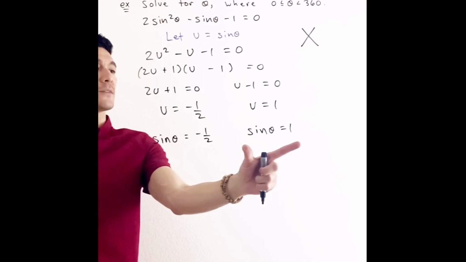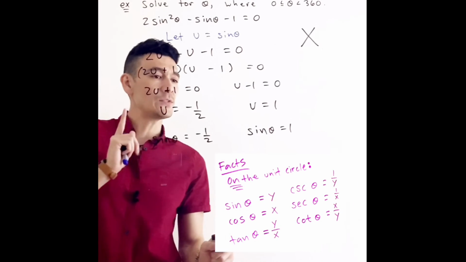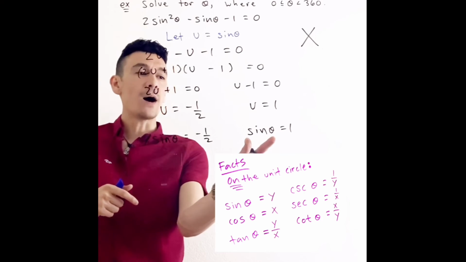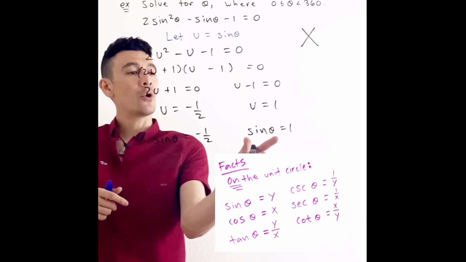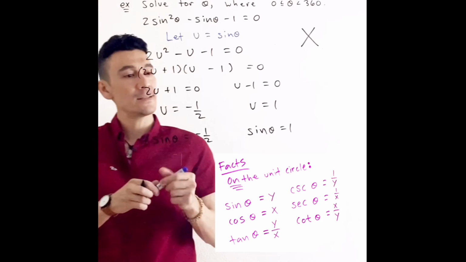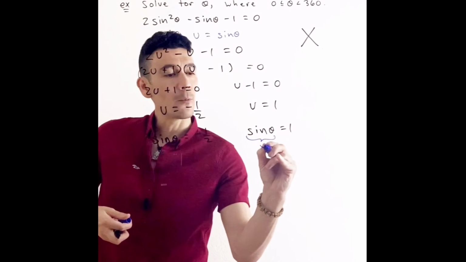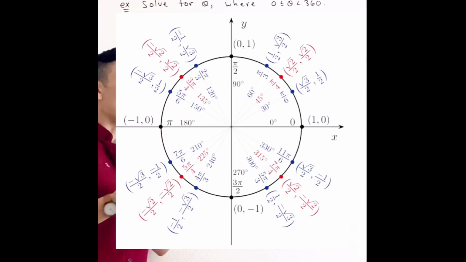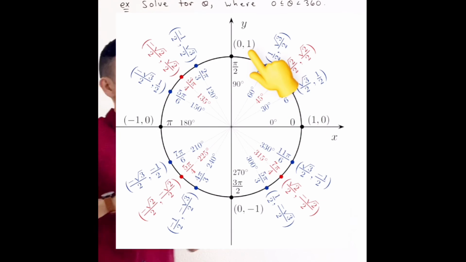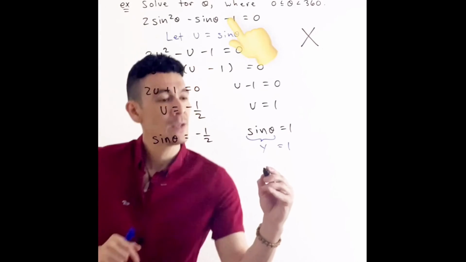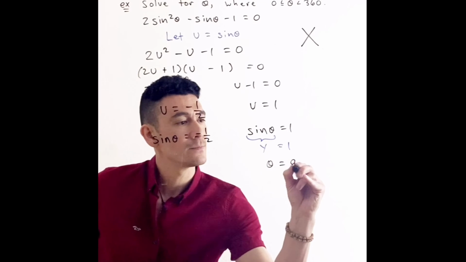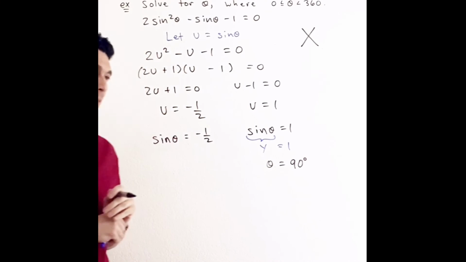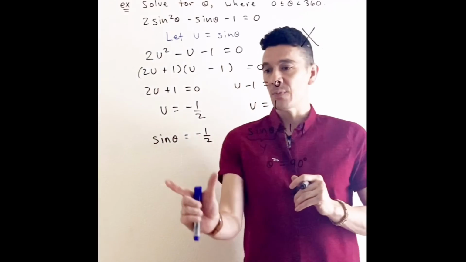Let's go here first if you want. Recall that on the unit circle, sine of theta is y. So I want my y coordinate to be 1. Look at your unit circle. Where do you have a y coordinate of 1? Well, I only see one location, up here. So that means that for this equation, theta is 90 degrees.